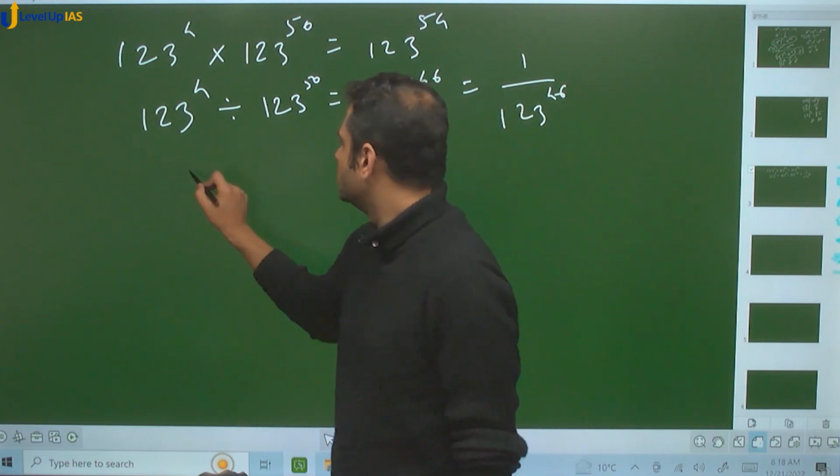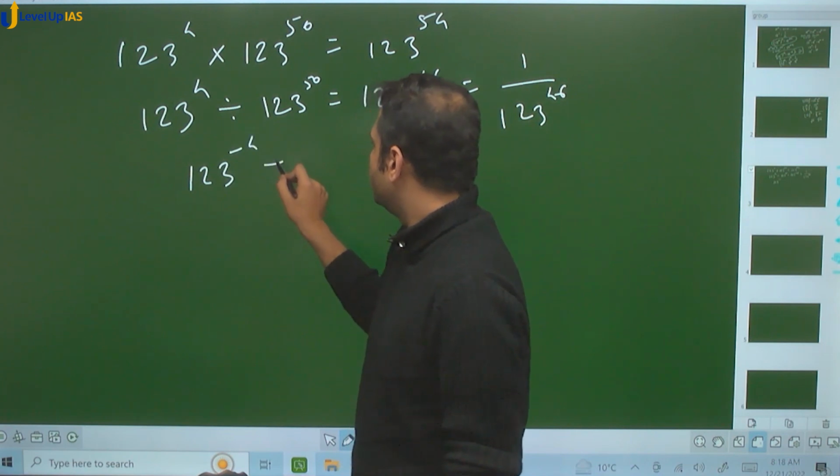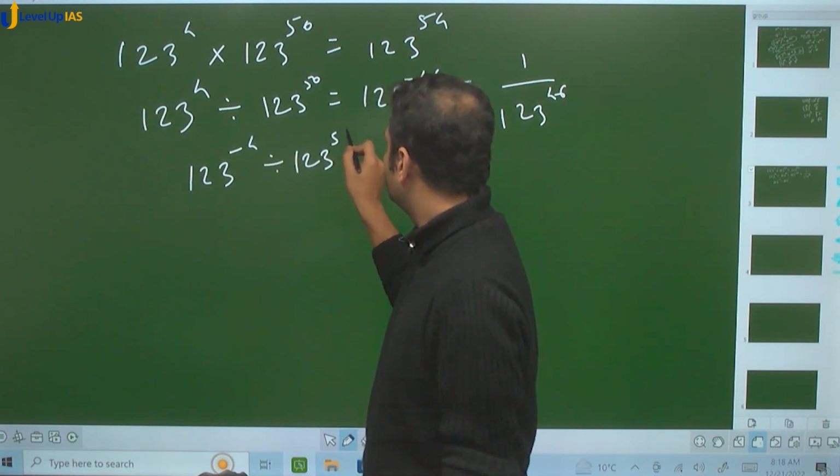Then 123 raised to minus 4 divided by 123 raised to 50. What would be this?